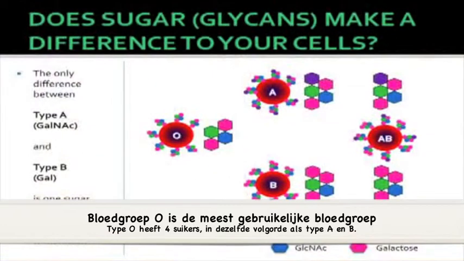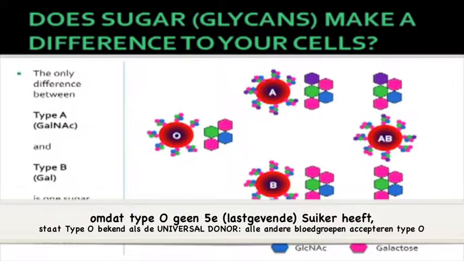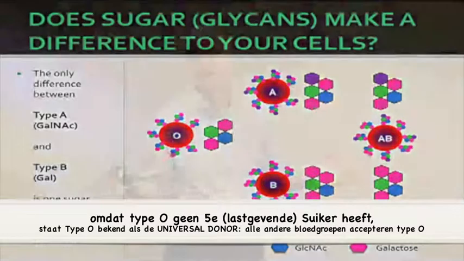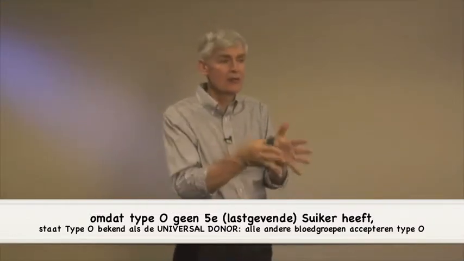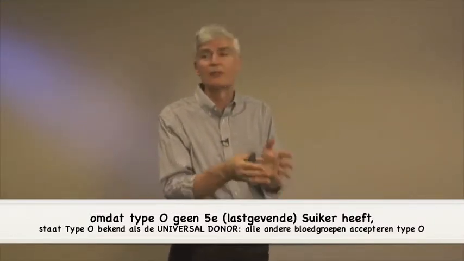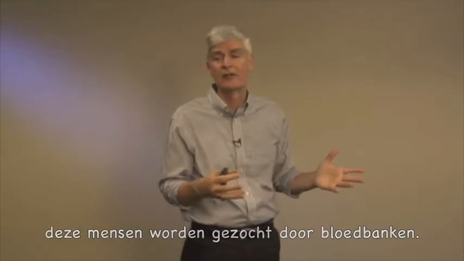Type O is the most predominant blood type. When you look at the sugars there, you'll see that there are only 4. Now, these 4 are organized in sequence in the same manner that type A or type B is. But because they only have 4 and they're missing the 5th offending sugar, that's why type O is known as the universal donor. They're the only blood type that can donate their blood not only to themselves, but to all the other blood types. So these are the folks solicited in blood drives.